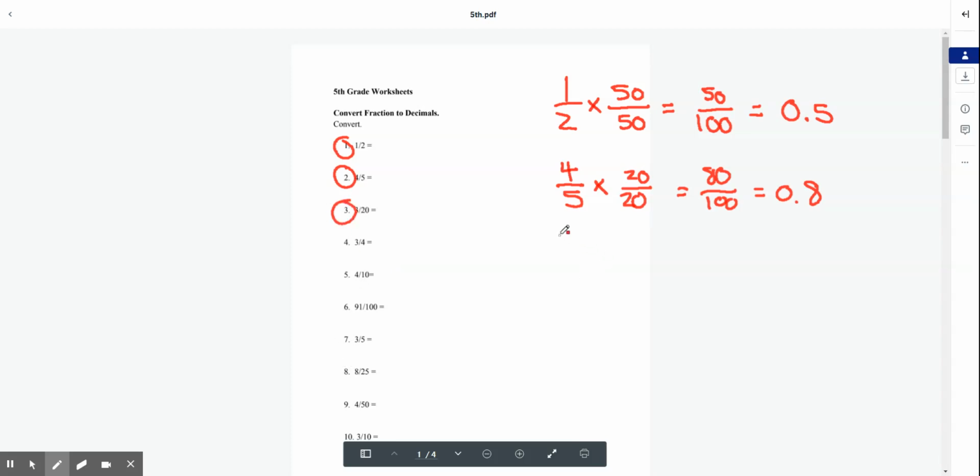Let's try 3. 3 over 20 times 5 over 5 gives us a denominator of 100. So we get 15 over 100, which is 0.15.